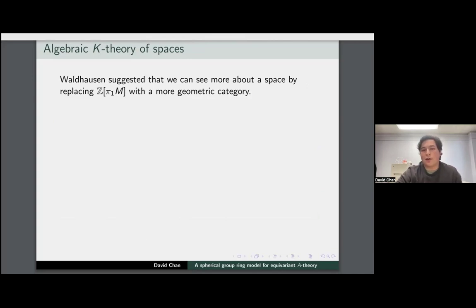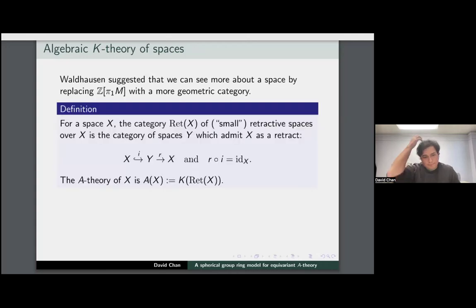So Waldhausen said, okay, well, maybe I can see more about space than just what's in pi 1. So we're going to define the following category. X is a space. You're going to take the category of retractive spaces over X.